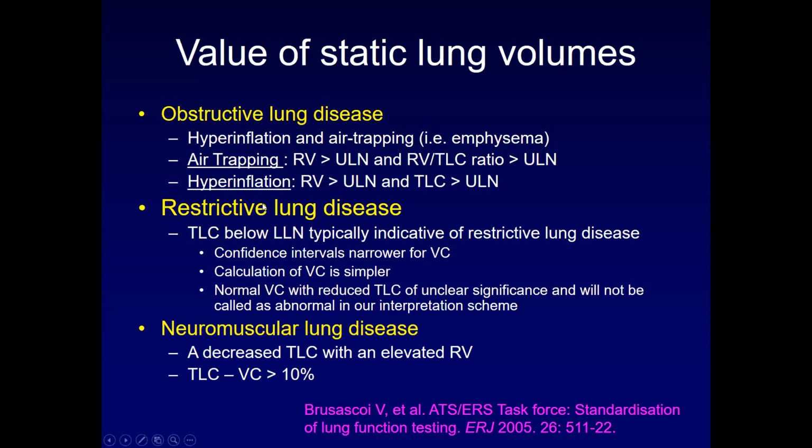We'll also talk about something called complex restriction in the near future, in which a total lung capacity minus the vital capacity percent predicted, if that's greater than 10%, can also be indicative of neuromuscular disease.